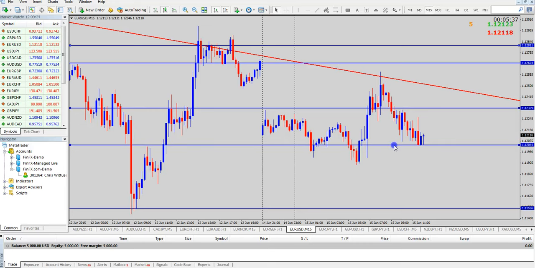So we'll put this one right around there. Alright, the trend is still holding. High, lower high, lower high, lower high.